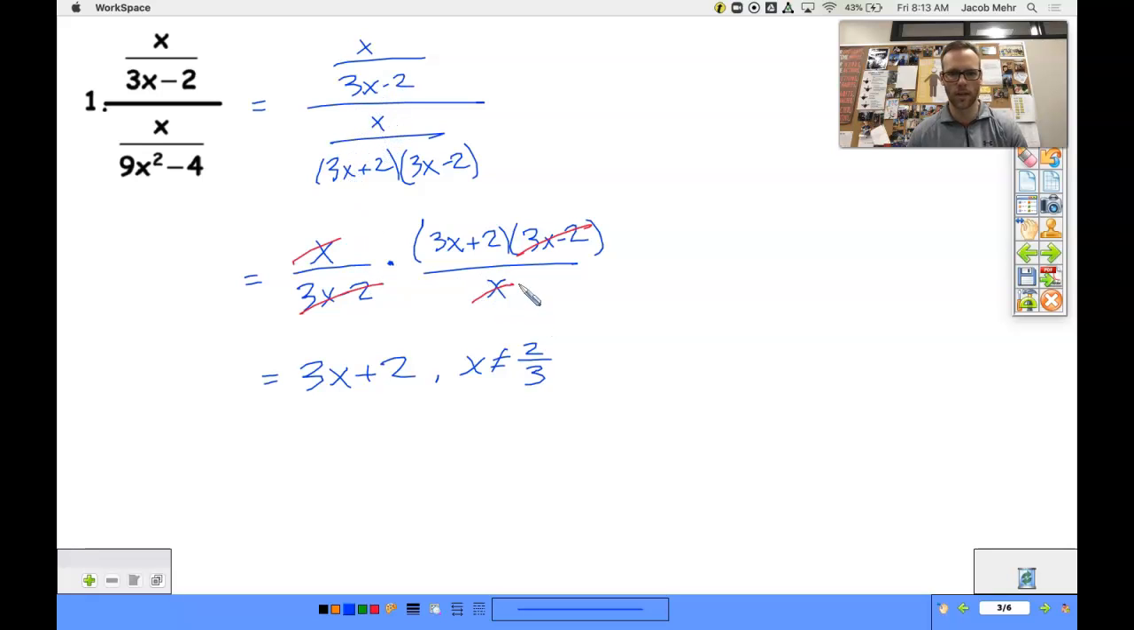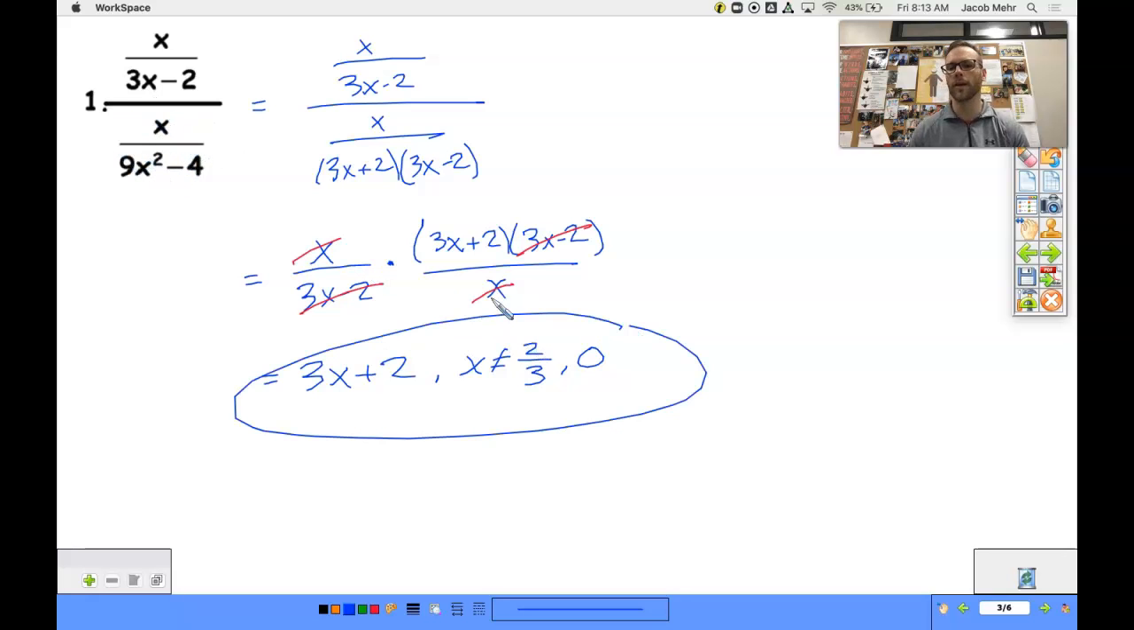Taking a look, I also couldn't put a 0 in for an x right there, so it's not going to work for x equals 0. Try it. If I take 0 divided by 3 times 0 minus 2 over 0 divided by 9 times 0 minus 4, we are going to end up dividing by 0 in this denominator, so those are our excluded values. Okay. So that was one method, right?